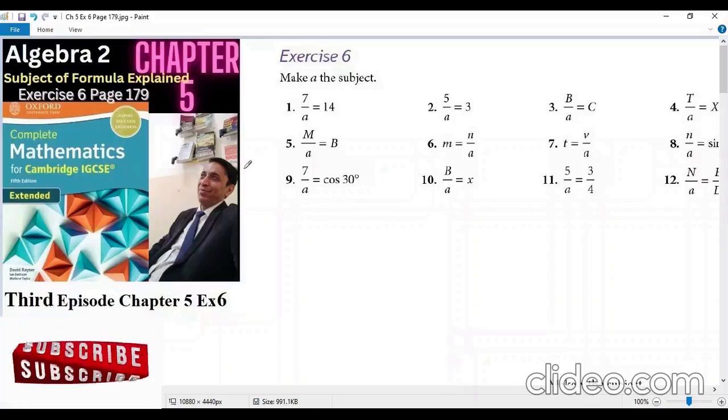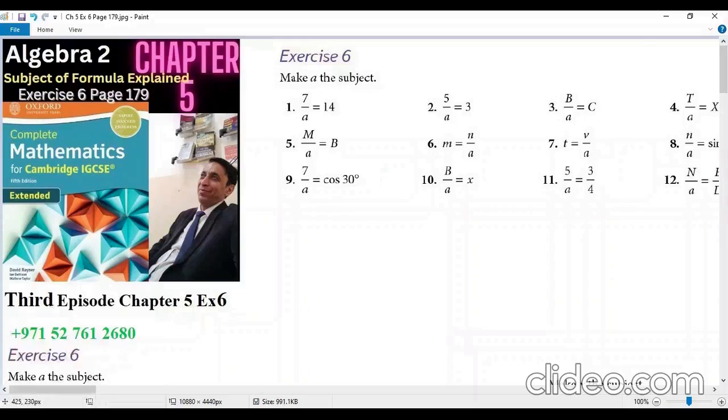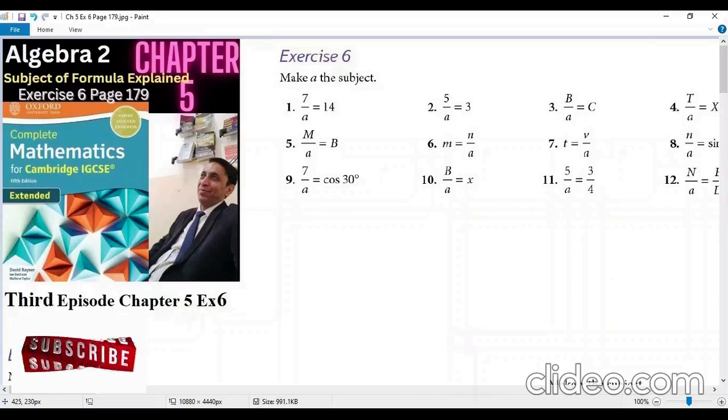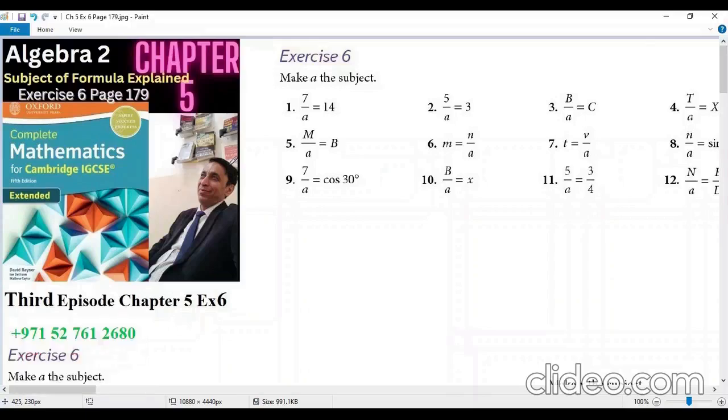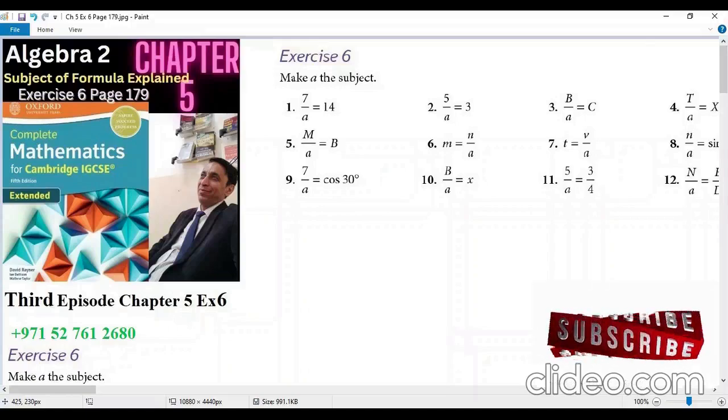Hello everyone. This is the third episode of chapter 5, and in here we are going to discuss exercise 6. This is the topic of subject of the formula explained, and this exercise you can find on page 179 if you have a book handy with you. And in case you are looking for a PDF format, you can connect with me on WhatsApp. The number is provided here.